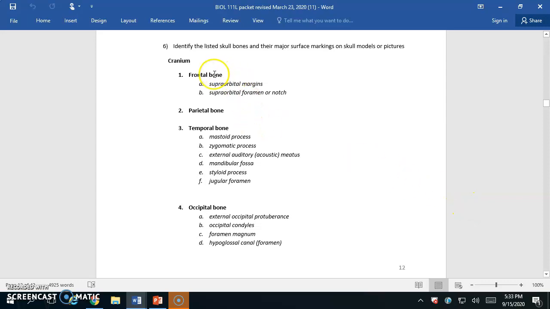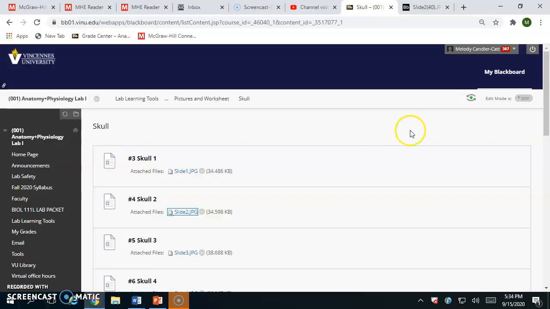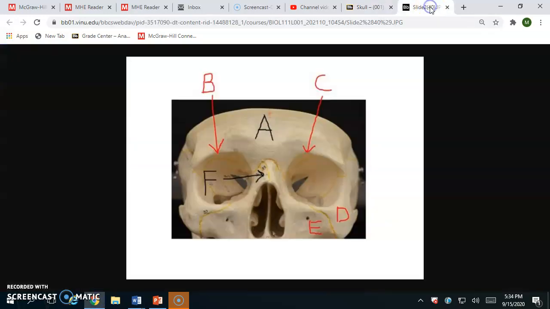So I'm going to show you a picture that shows you the frontal bone and its two bone markings or surface markings, so you can see what I mean when we say that. This is a picture on the blackboard under Pictures for Lab 4. A here is asking for the name of this bone that's on the front of the cranium. The name of the whole bone is called the frontal bone.